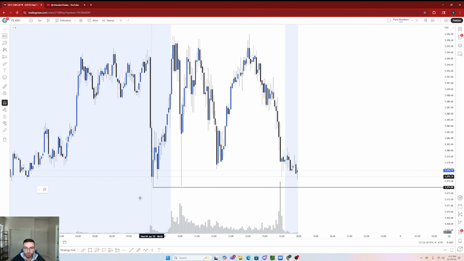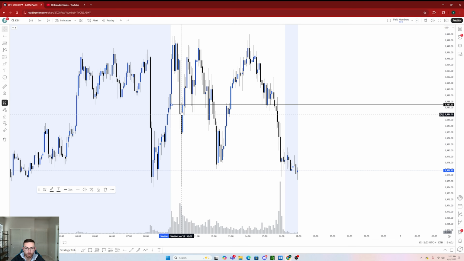Now, what we are going to do is observe the highest point of price action within that first 30 minutes and the lowest point of price action within that first 30 minutes. As we can see, the lowest point of the first 30 minutes was right here, and the highest point was right here. This is going to be known as our opening range. So what you want to do is mark the lowest point of price action within the first 30 minutes, and mark the highest point of price action within the first 30 minutes.